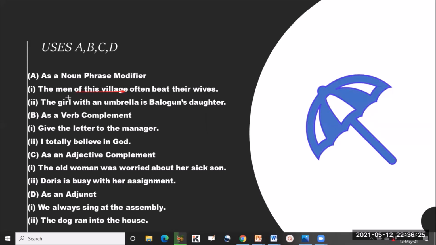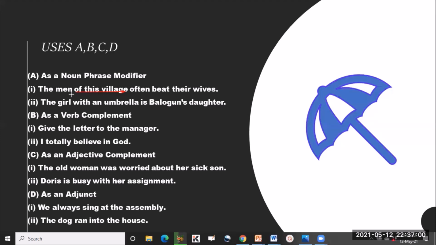Now, how do we know it is functioning as an adjective phrase here? It is functioning as an adjective phrase because it is telling us more about a noun, which is the man. How do we know? We use the border principle and the questioning method. And here we say the man, and we put a full stop. Now, the question that naturally arises is which man? All right, which man? And that is the function of an adjective.